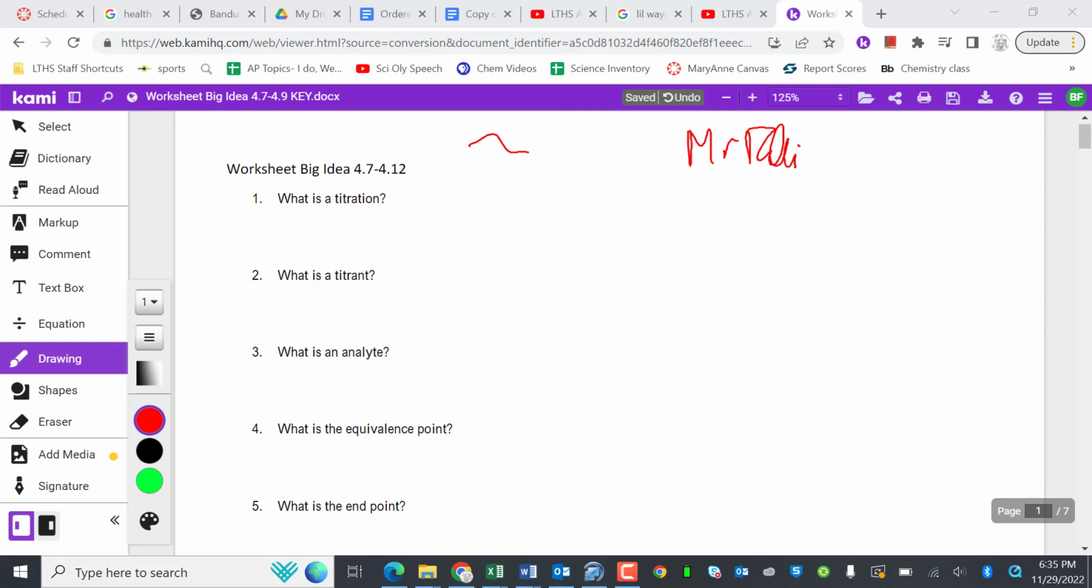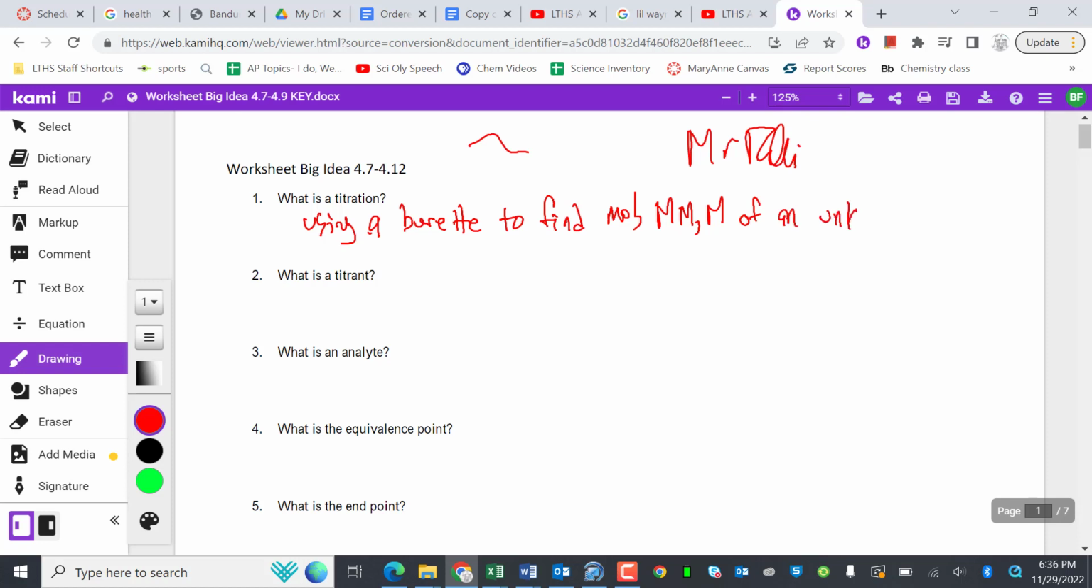So what is titration? Here's the worksheet we get to do next. Titration is using a burette to find moles, molar mass, or molarity of an unknown. Remember, a burette is this thing that looks like this, drip, drip, drip, and it's typically over an Erlenmeyer flask, right? And the color changes.